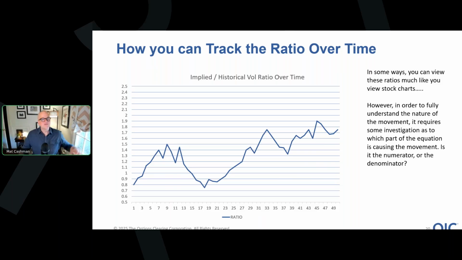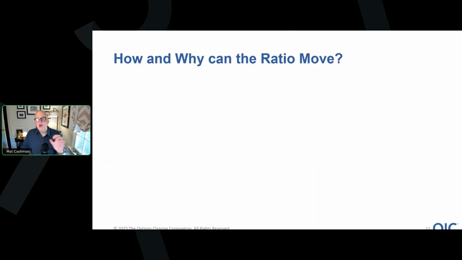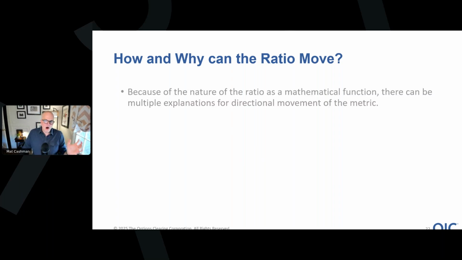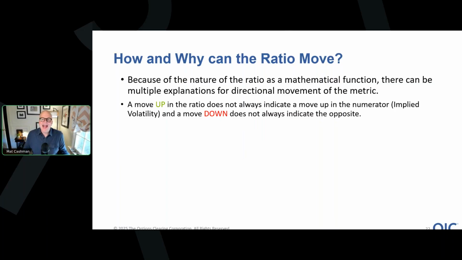Why is it moving? Did we have some massive day come out of the last 10 days of historical vol that has changed that historical number? Does that matter? Does that change how I think about optionality going forward? This is why I want you to think about, when you see these ratios move, how and why are they moving? Because of the nature of these ratios, you can't exactly tell why they're moving initially. You have to dig a little bit. This requires a little bit of work.